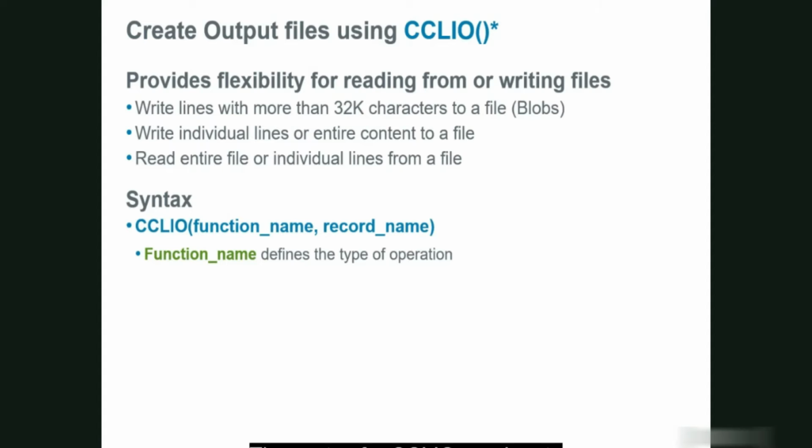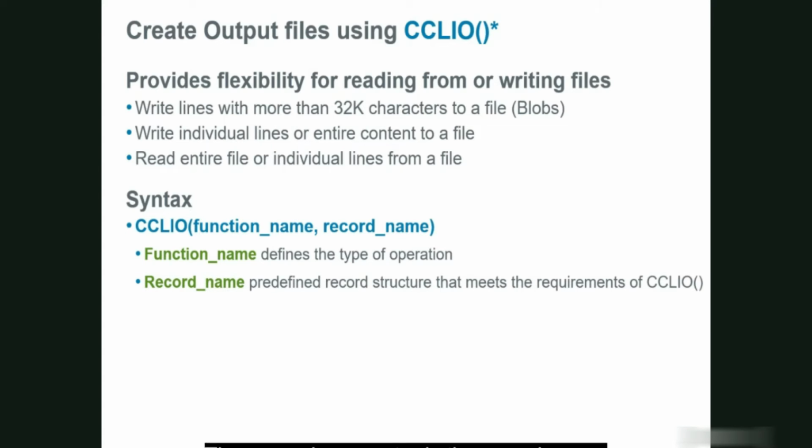The syntax for CCL IO requires passing in a function name as the first parameter. This function name defines the type of operation to be performed. Some examples are open, close, and write. The second parameter is the record name. This record structure contains several elements that the CCL IO uses to process the requested function. We will see what that record structure looks like shortly. You will want to refer to the documentation for CCL IO to know what functions are available and to get the record structure definition.